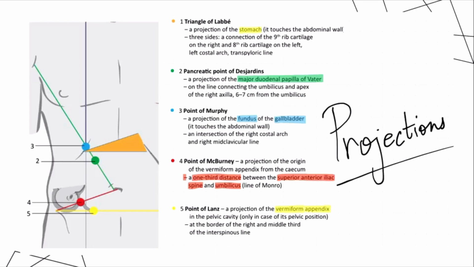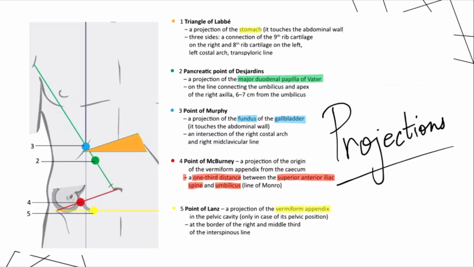Then you have the Desjardins point, and that's the green dot in the picture that says number 2. It's a projection of the major duodenal papilla of Vater, and it's basically connecting the umbilicus and the apex, right? If you see that line on there.